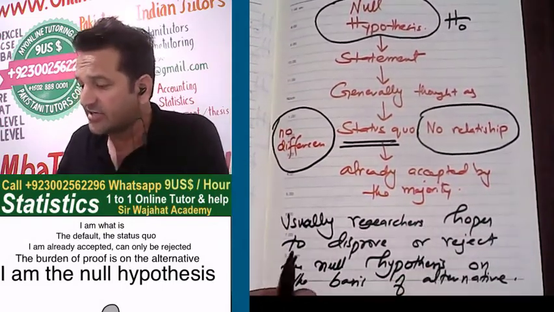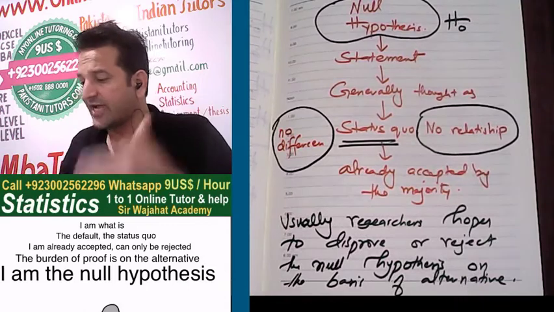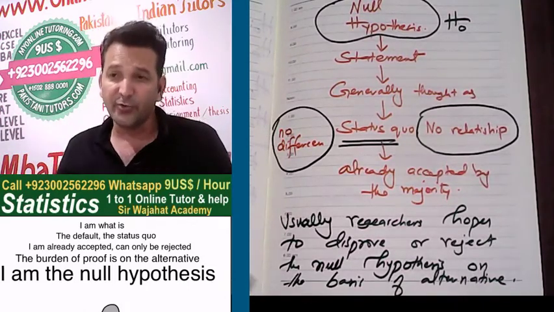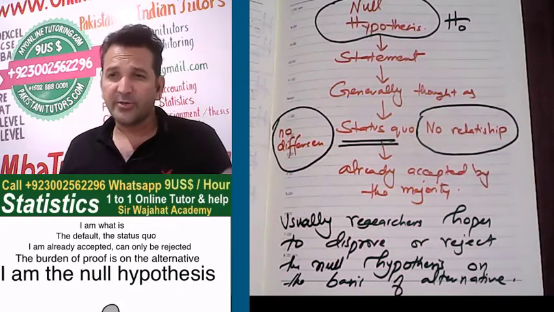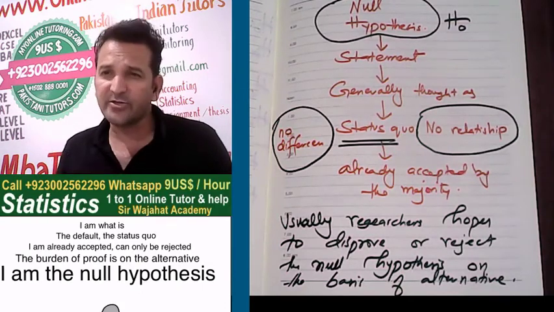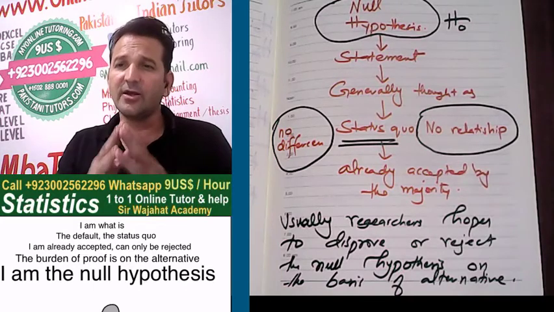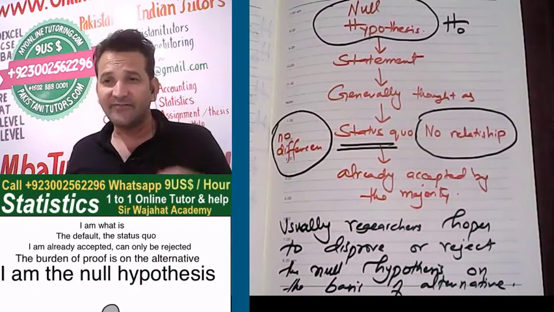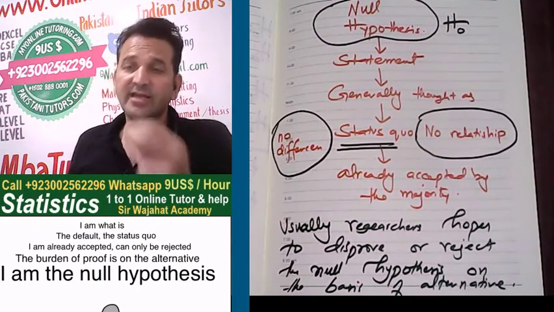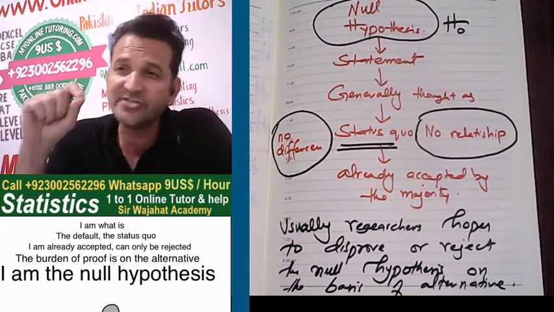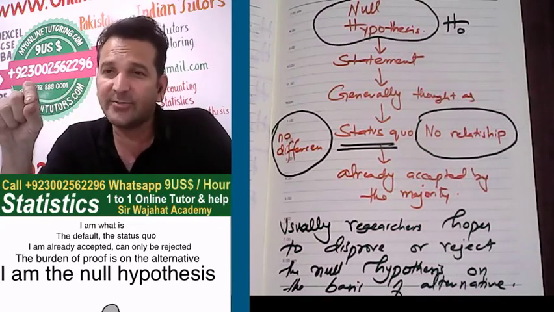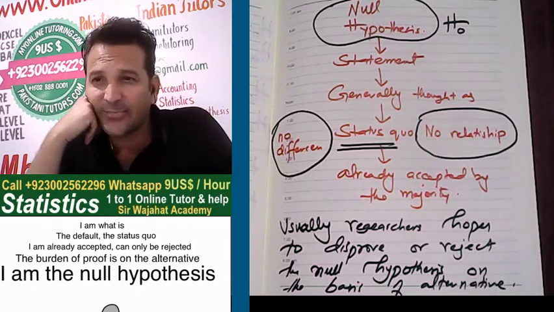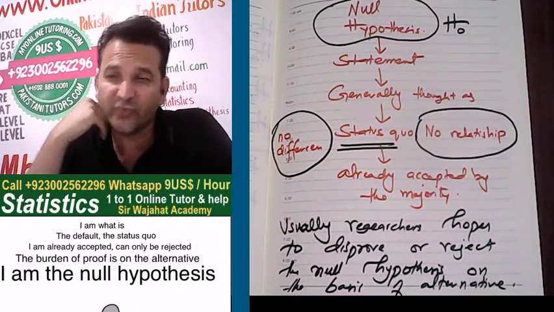Usually researchers hope to disprove or reject the null hypothesis on the basis of the alternative. So the burden of proof in whatever hypothesis testing will be done, the main role will be played by the alternative hypothesis, and we define the alternative hypothesis in such a way that the objective is to reject the null hypothesis. But how successful we will be in rejecting it will be decided from question to question.